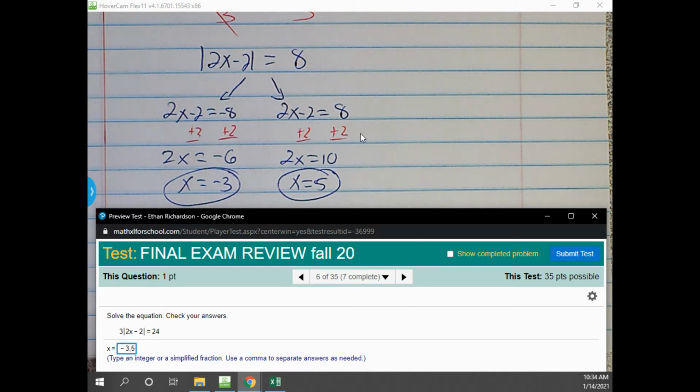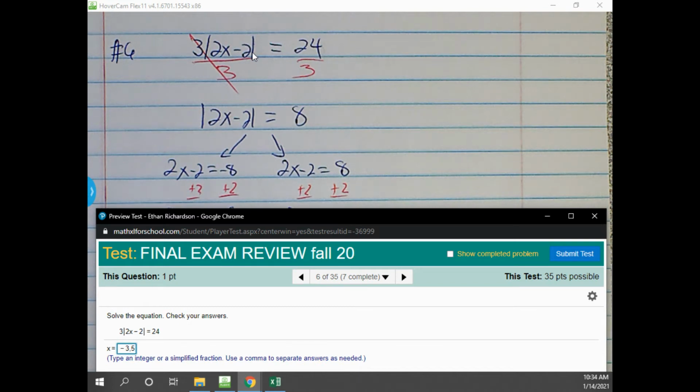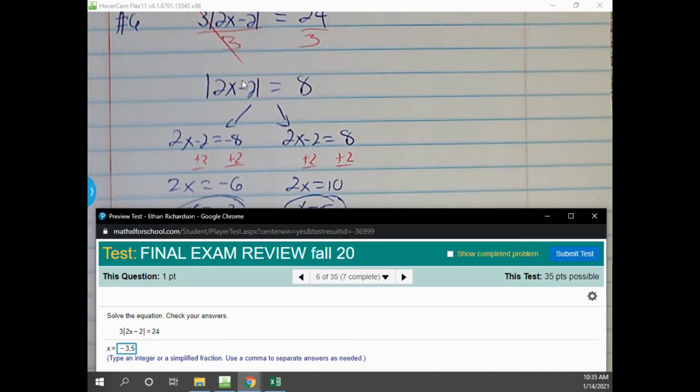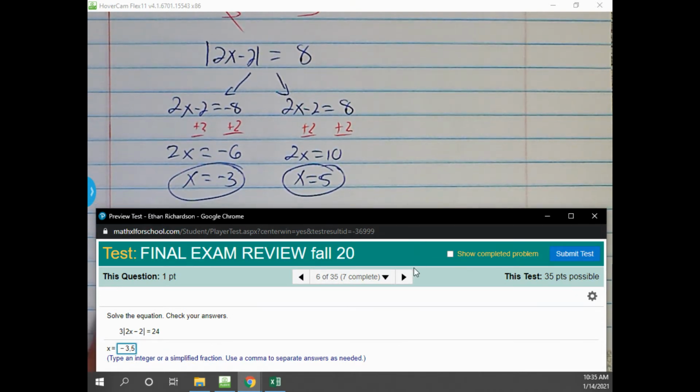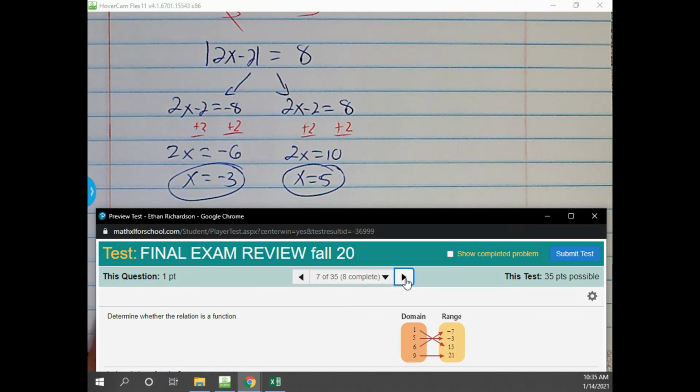Okay, so the big thing is, when you do this one, you have to get the absolute value by itself first. If you do not get the absolute value by itself first, most of the time you're going to get one correct answer and one answer that's going to be incorrect. So always get the absolute value by itself.